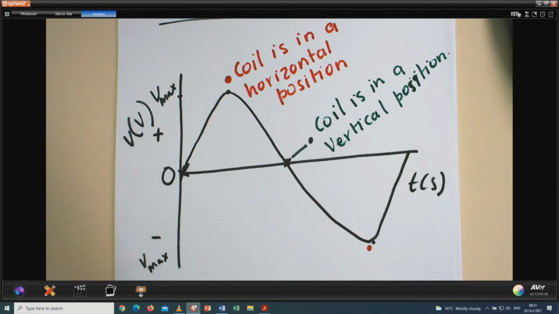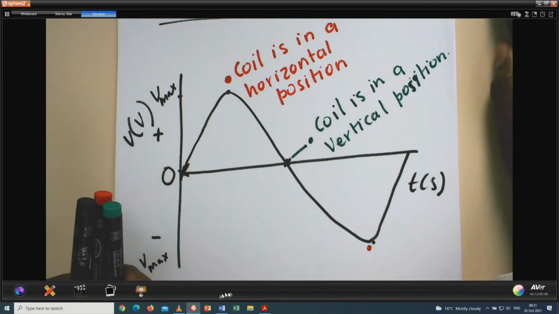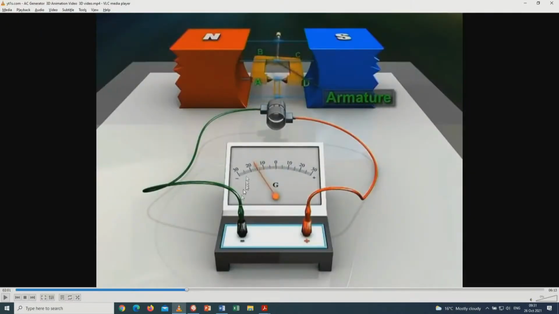In grade 11, you would have also learned that if this coil is in a horizontal position, then the normal of the coil makes an angle of 90 degrees with the flux lines. But when the coil is in the vertical position, then the normal of the coil makes an angle of 0 degrees, because it will be parallel to the flux line.